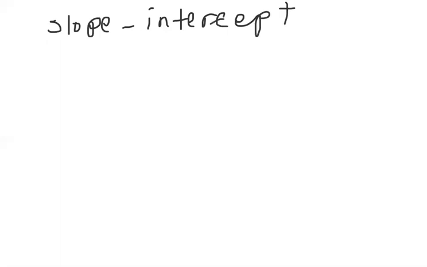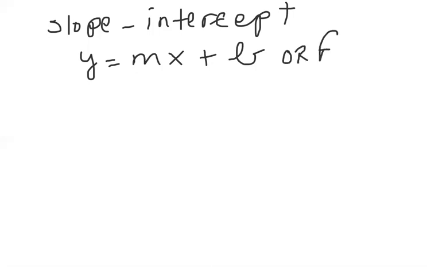First and foremost, you have to rewrite your equation in y = mx + b form, as in solve for y, as in isolate the y variable. So it needs to be in this form, guys. Now, remember, this can also be written in function notation as f(x) = mx + b.